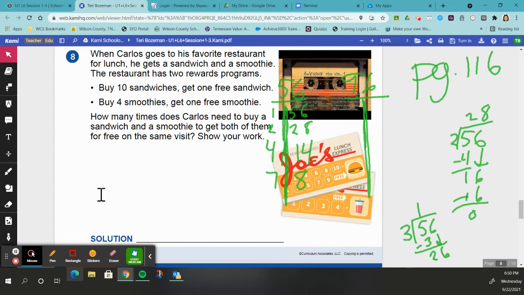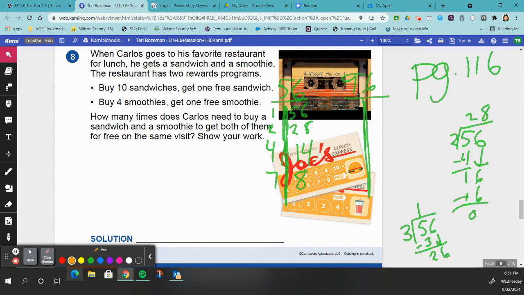So with this problem, let's think about what's actually going on here. You buy 10 sandwiches, you get 1 free. Buy 10 more, you get 1 free. So we're going by tens. So 10, 20, 30, 40. Well, those would be multiples. And the same thing with your smoothies. You buy 4, get 1 free. 4 more, you get 1 free. So 4, 8, 12. So we continue on that way.